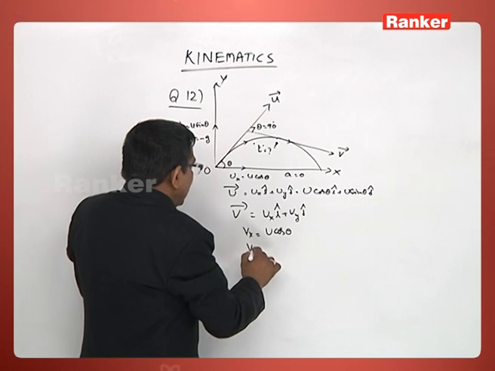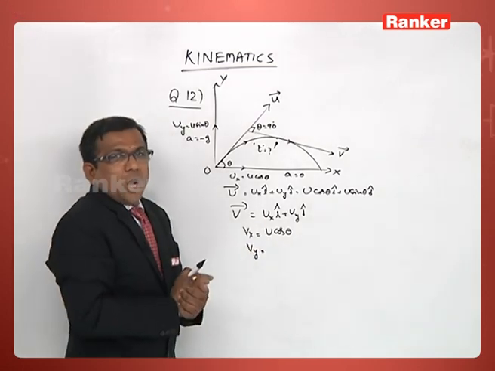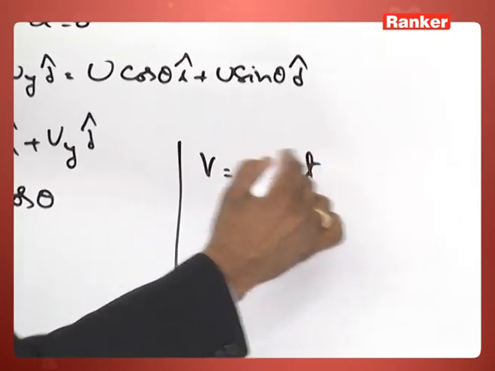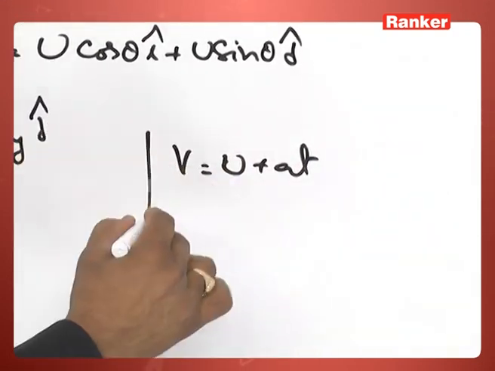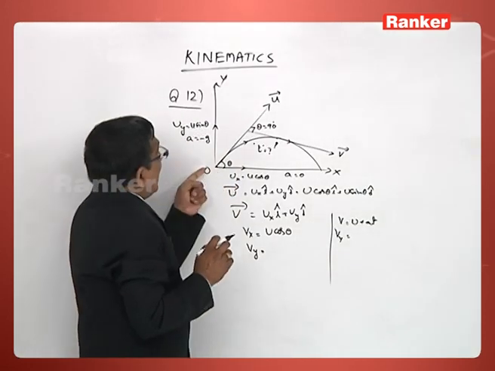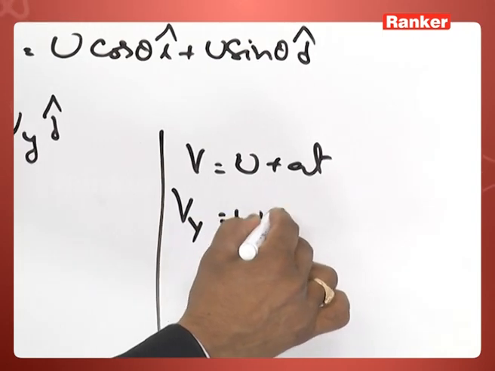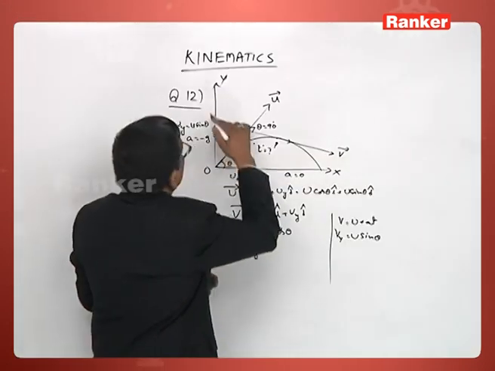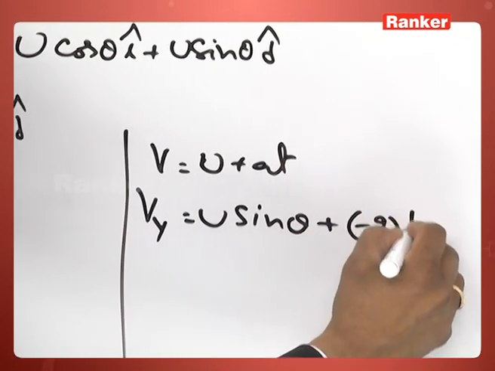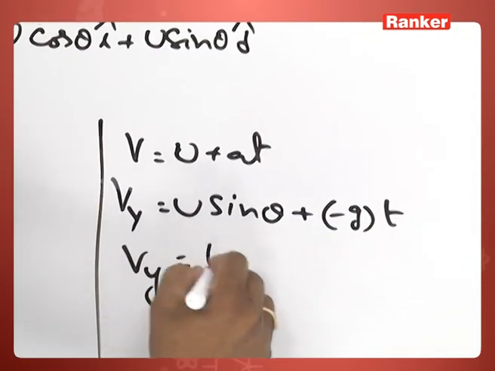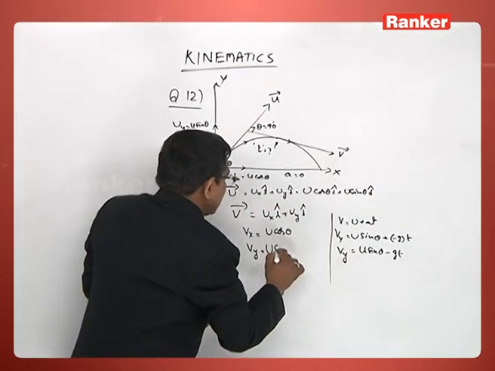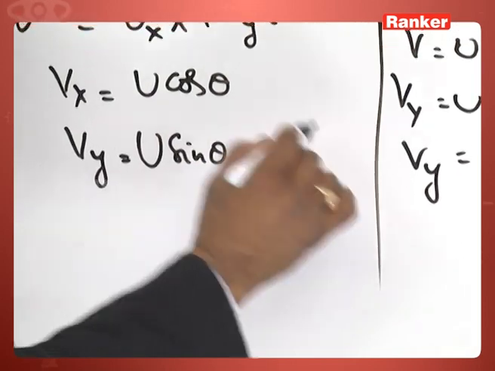And in vertical direction, what is that velocity, vy? How do you calculate? Let us take v is equal to u plus at, the basic equation. In vertical direction, after some time I want v is equal to vy. What is initial velocity? U sin theta is the initial velocity in vertical direction, plus a is minus g, and after a time t, so vy will become u sin theta minus gt. Therefore, this is becoming u sin theta minus gt.